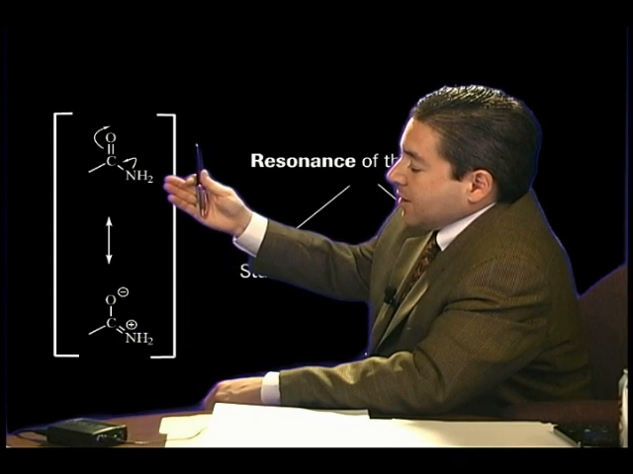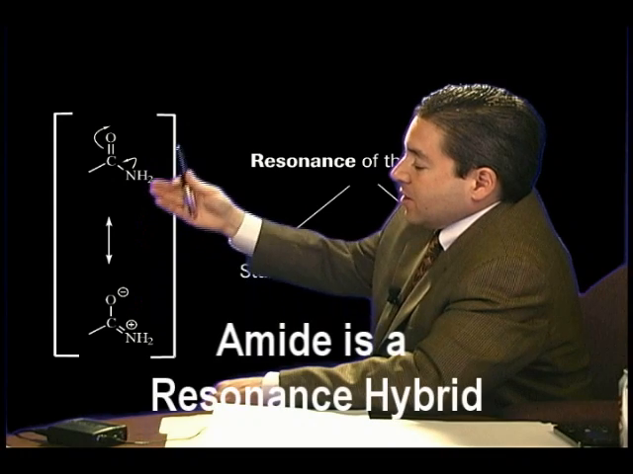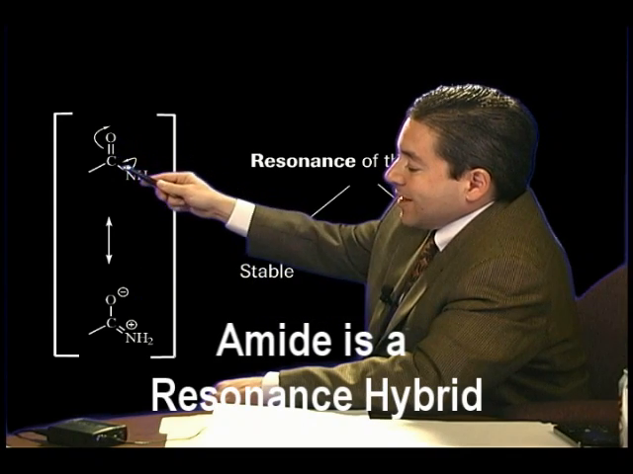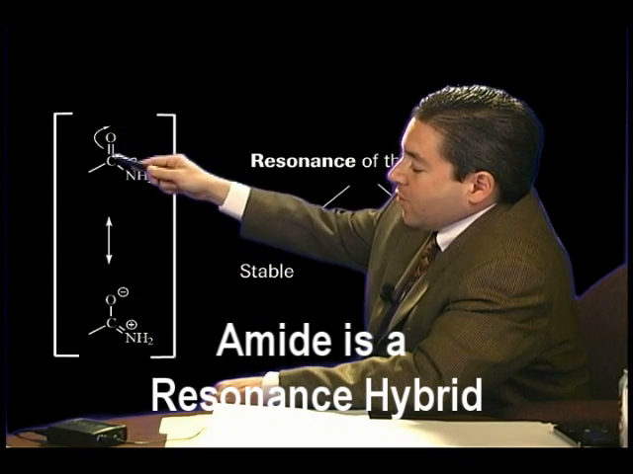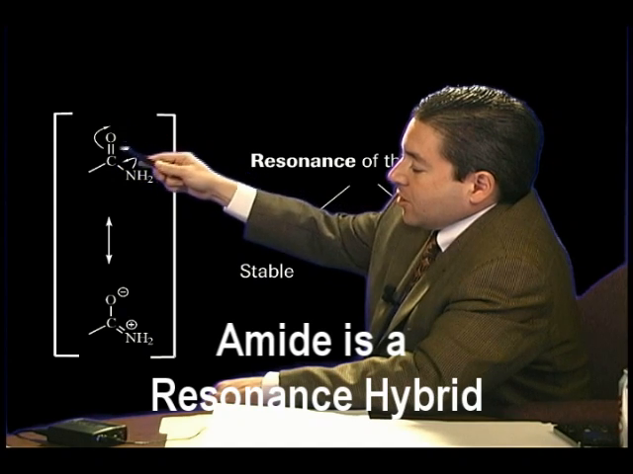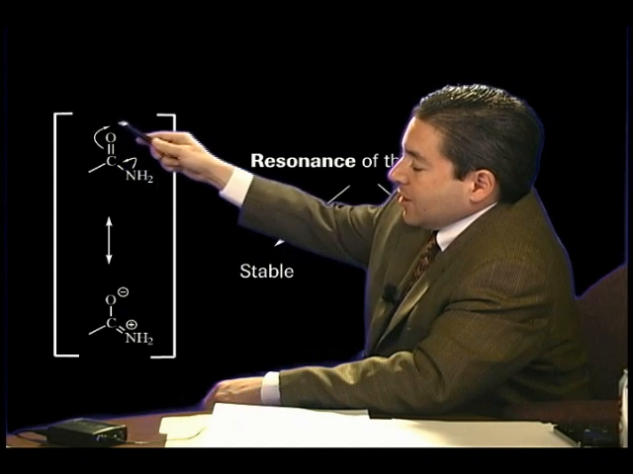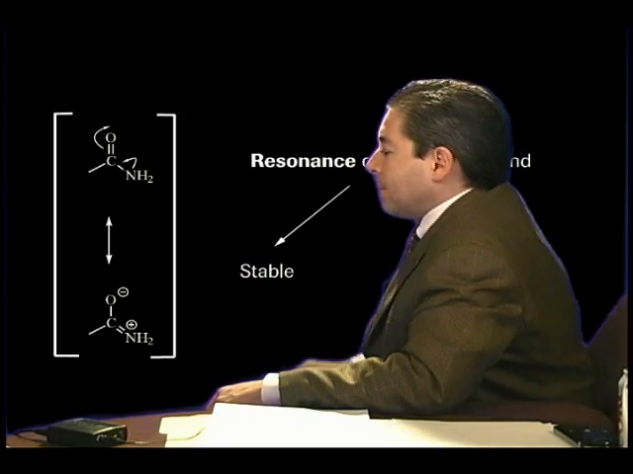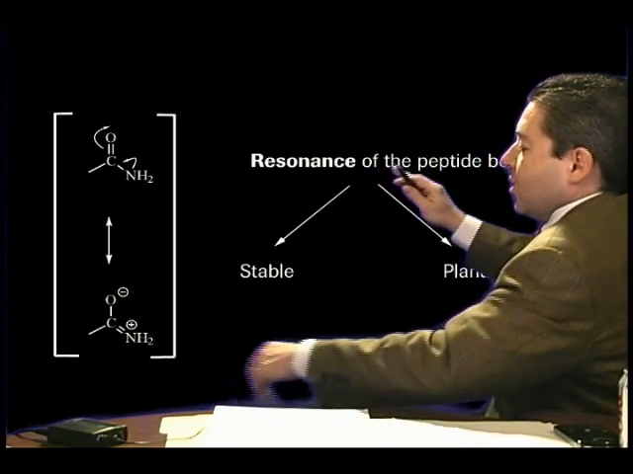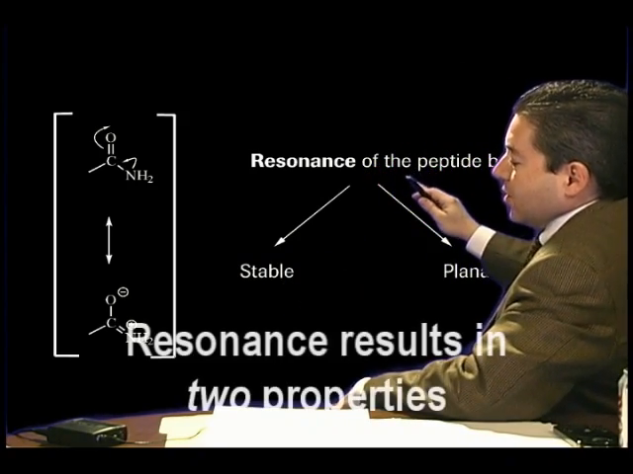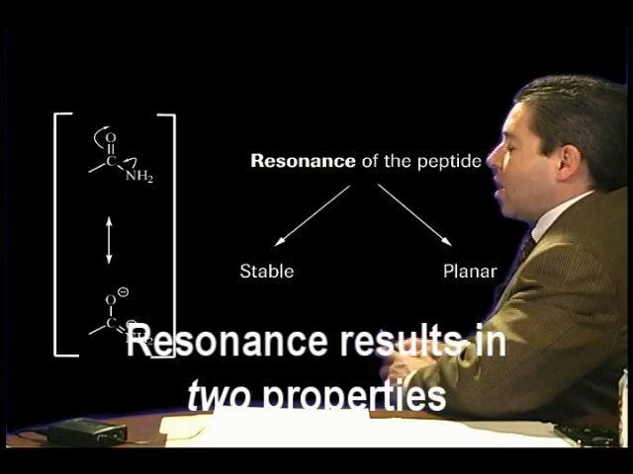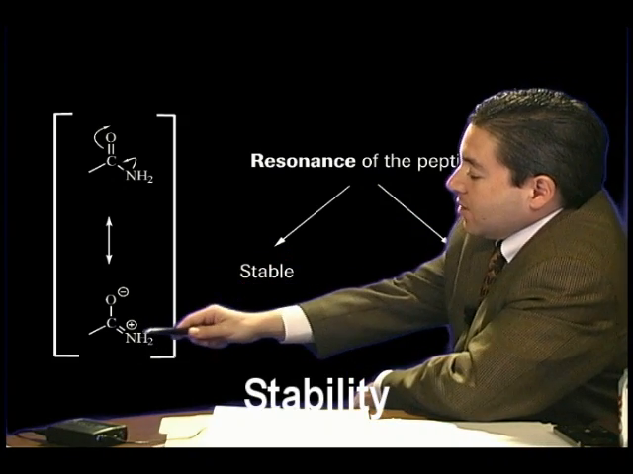So the amide is, in fact, a resonance structure in which there's delocalization of electrons over the three atoms of the oxygen, the carbon, and the nitrogen. And this, of course, is the amide. This resonance of the amide or peptide bond results in two properties. Stability. Why is it stability?